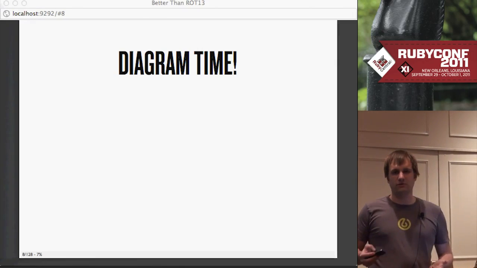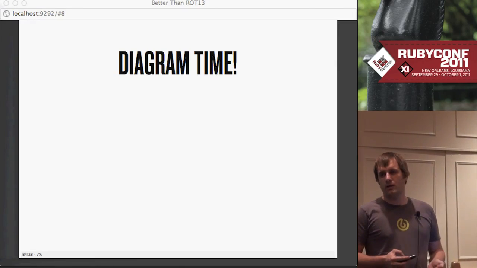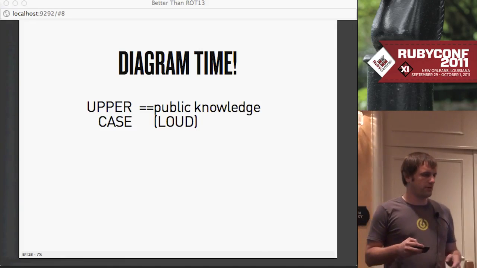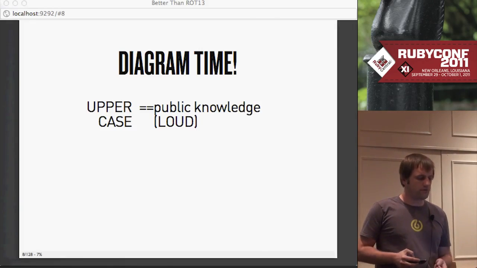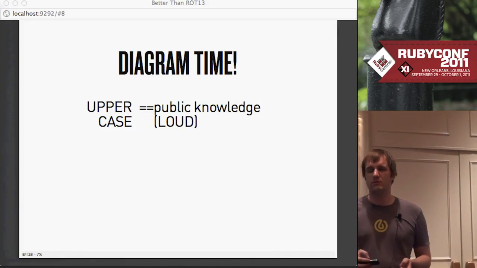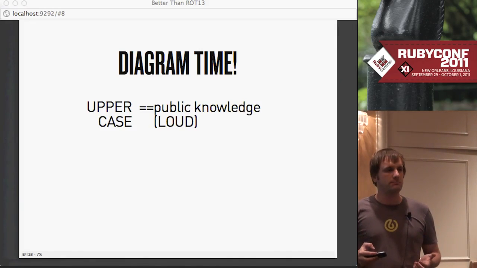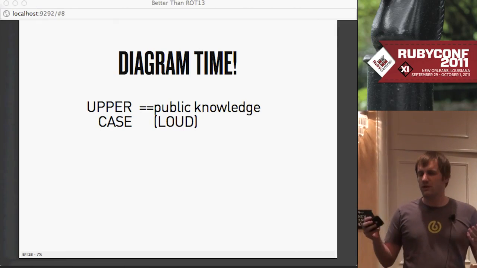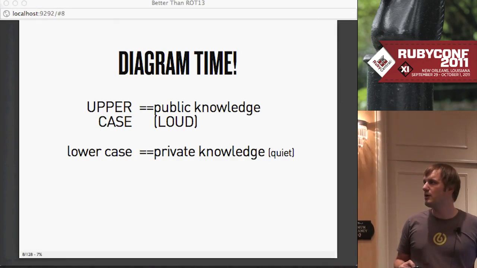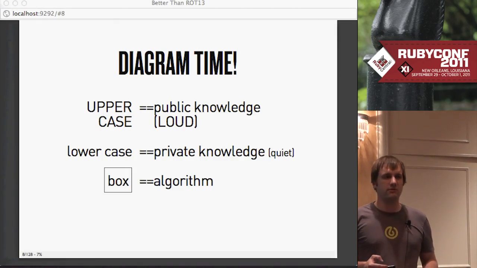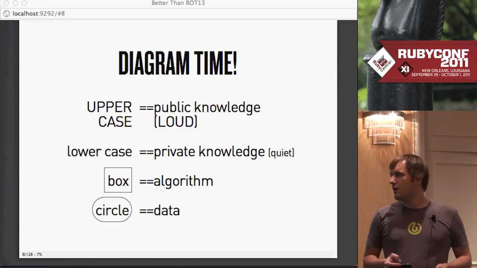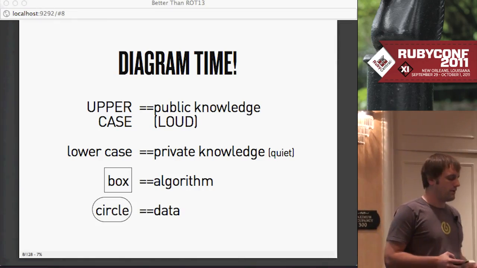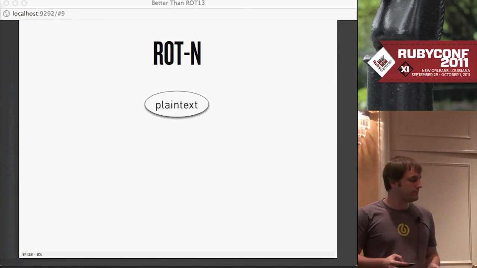I'm going to have a bunch of diagrams throughout this presentation, and I'm using a couple of features to help keep things straight. First thing is anything in uppercase is going to be public knowledge, something that you can let out into the world and not worry about it. I made it caps because it would be loud. Secret knowledge is going to be all in lowercase. Something that's in a box is an algorithm, and something in a circle is data. Don't mind the fact that that's not a circle.